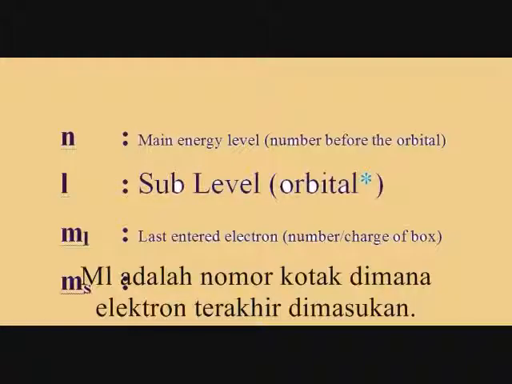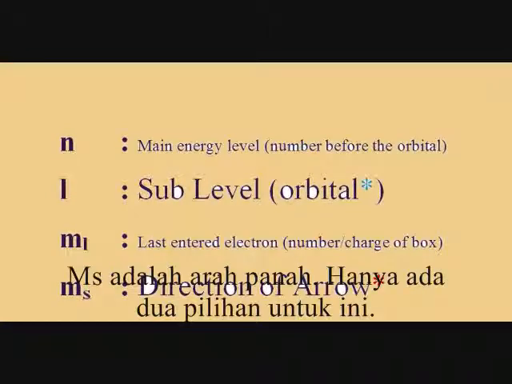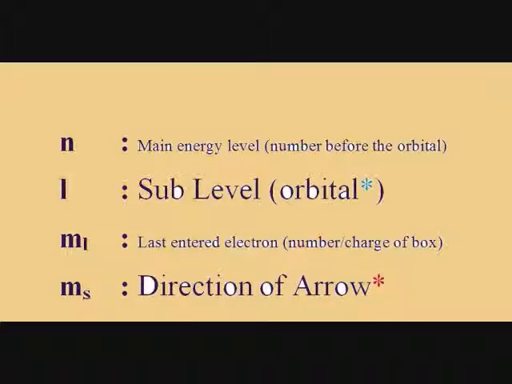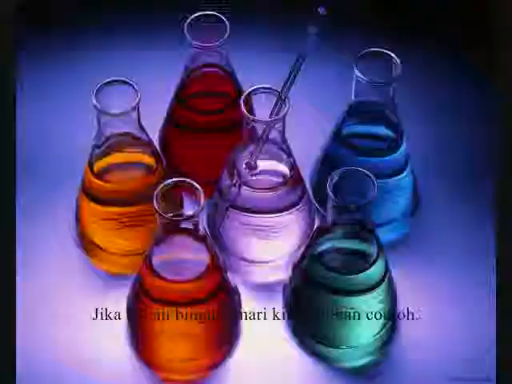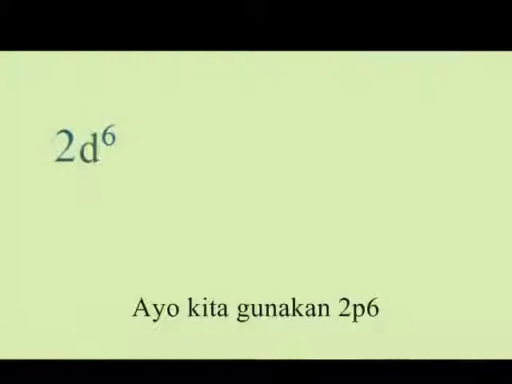ML is the last entered electron. Now this is where the boxes come in. We will list down the number of the box where the last electron is located. MS is the direction of the arrow. Now there are only 2 answers to this. If the direction of the arrow is up, it's positive half, and if it's pointing downward, then it is negative half. Now if you're confused, we're going to do an example together.